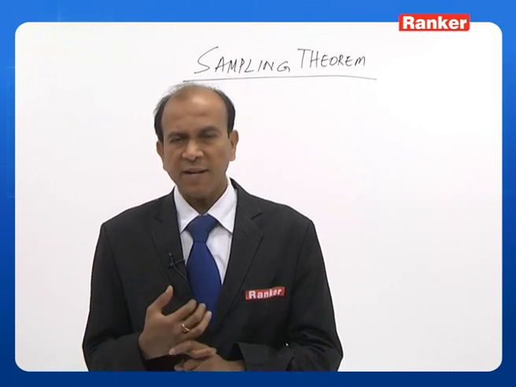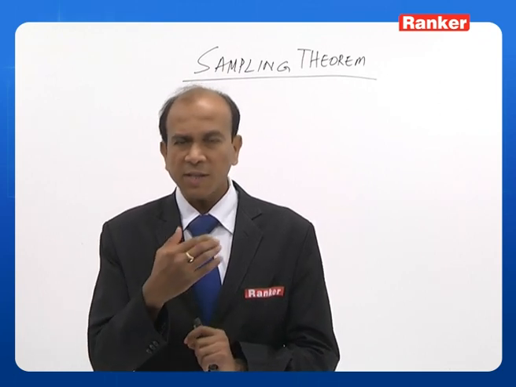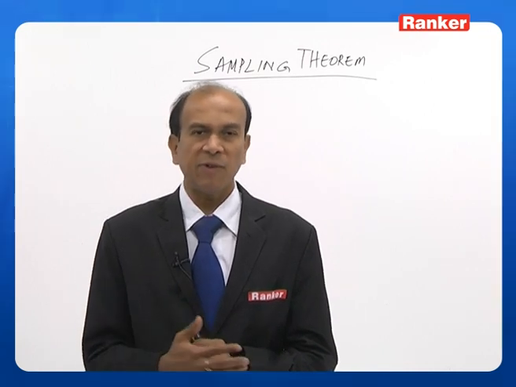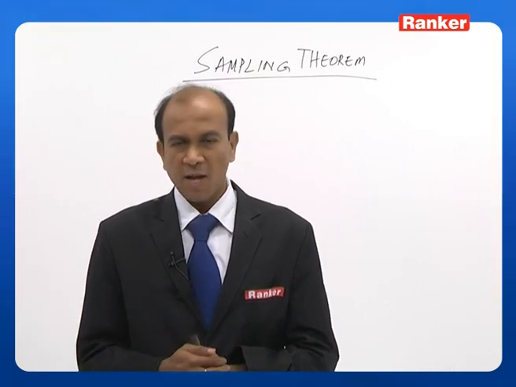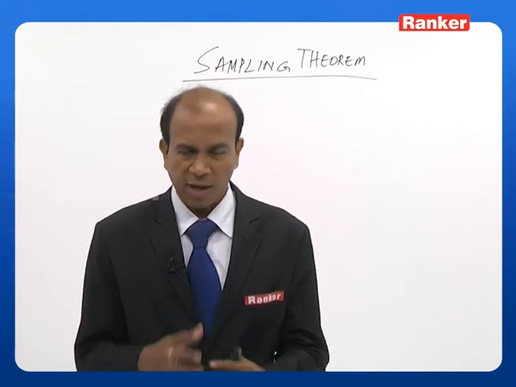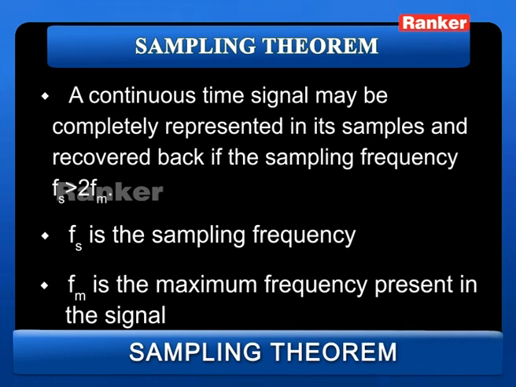So, Fs is the rate of sampling at which I do the sampling of the continuous signal, and it should be greater than twice the maximum frequency of the original signal. So, we will read this again. Sampling theorem is very important. It states as follows again. A continuous time signal may be completely represented in its samples and recovered back if the sampling frequency Fs is greater than 2Fm, where Fs is the sampling frequency and Fm is the maximum frequency present in the signal.